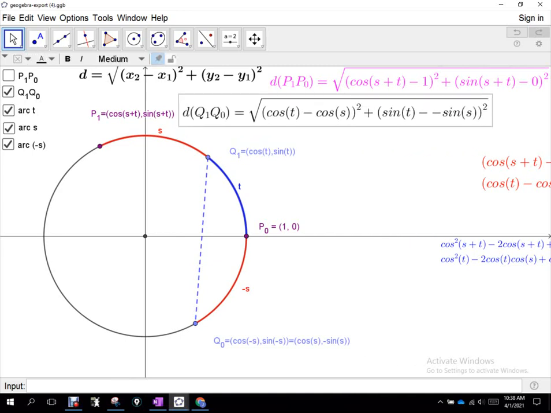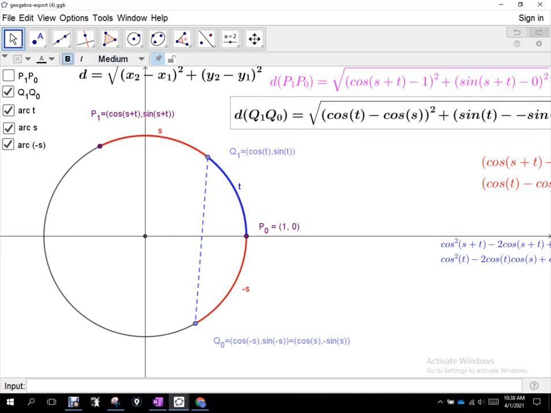And what we do then with that one is we get q1 to q0, that distance. We go cosine of t minus cosine of s. Those are the differences in your x's, and we square it. And we take sine t minus negative sine s, minus negative sine s, and then we square that. Okay? And that gives me that distance.